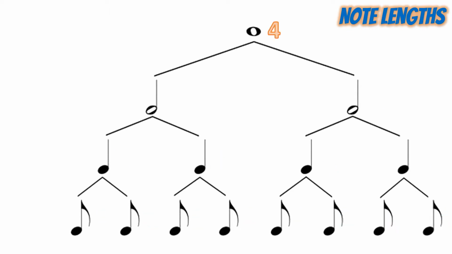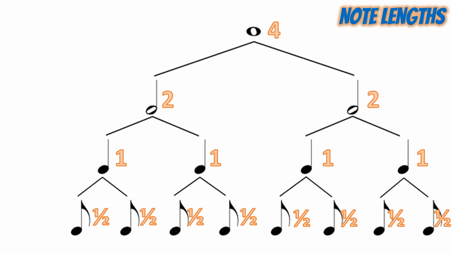In a lot of music, the note on top is equal to 4. So, using our fractions, dividing that in half means that the next row would equal 2, and the next row would equal 1, and the next row, each note would equal only half. So let's learn what we call some of these note shapes.